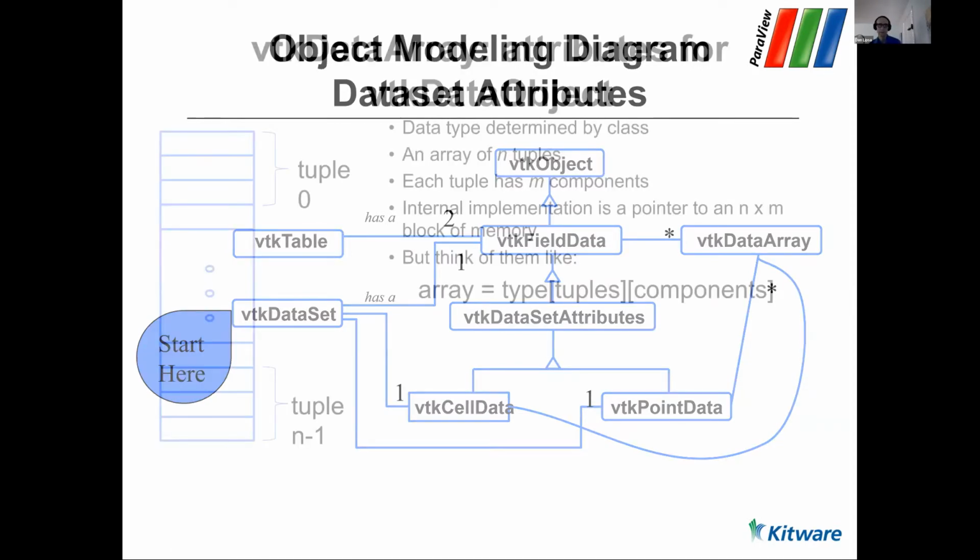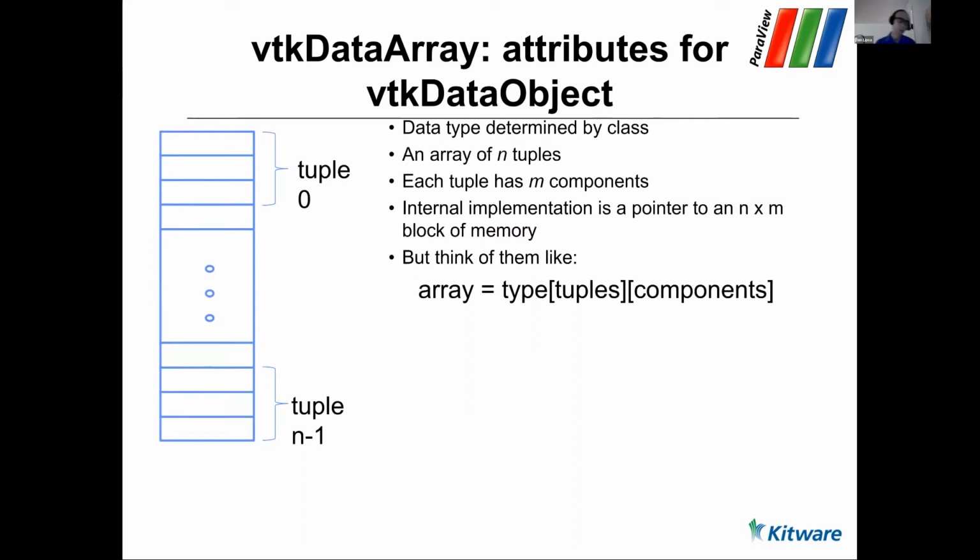So the VTK data array, the most basic storage object in VTK, is just an array of tuples. So you have n tuples or any number of tuples. Each tuple has a number of components. So scalar arrays have one component with n tuples. Vector arrays have n tuples, each tuple has 3 components. Tensors, each tuple has 9 components.